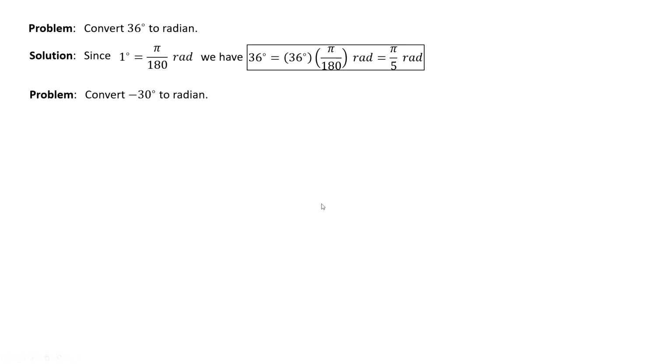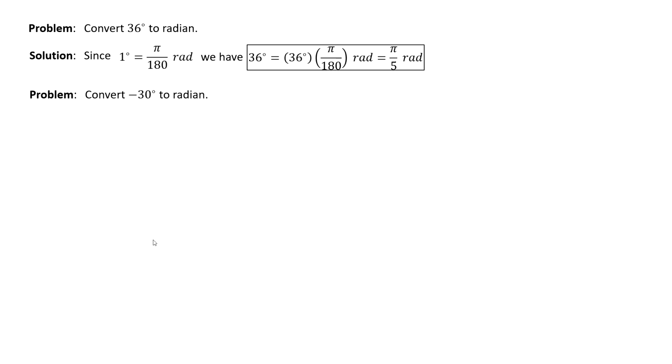Simple? Cool. Convert negative 30 degrees to radian. Negative 30 degrees? Does that make any sense? Negative 30 degrees. Well, what do you mean by a negative angle, man? Does a negative angle make sense?